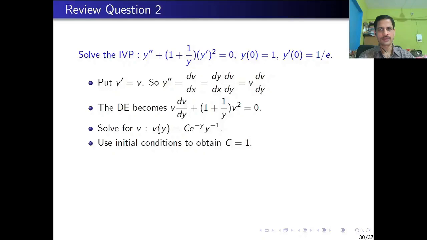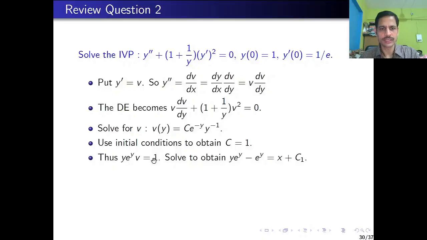then v should be equal to 1 by a. So here 1 by a is equal to c times e raised to minus 1 times 1. So here Vy is equal to 1 by e, and here e raised to minus 1, and here y is 1. So these two cancel and we get c is equal to 1. So when substituting c is equal to 1 in this equation, we get this.